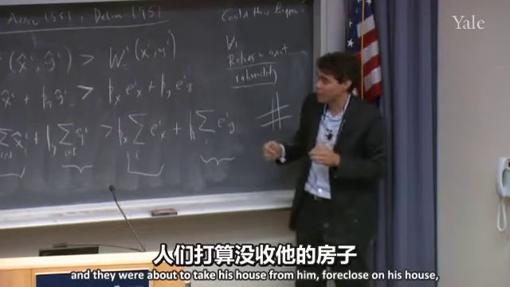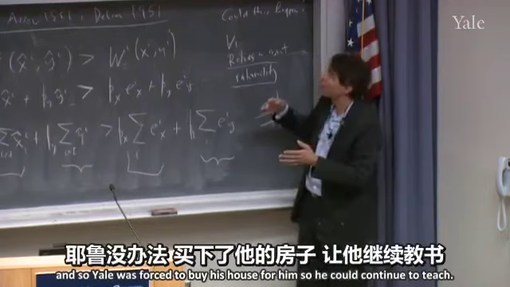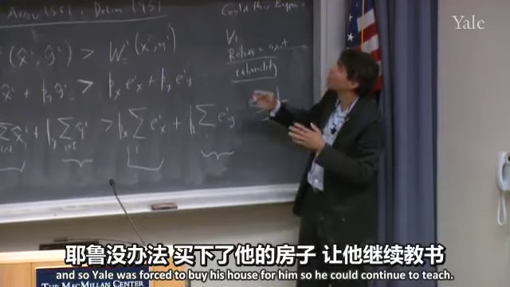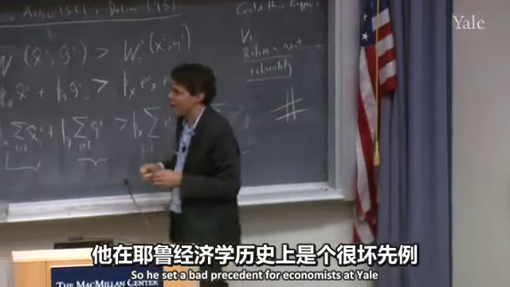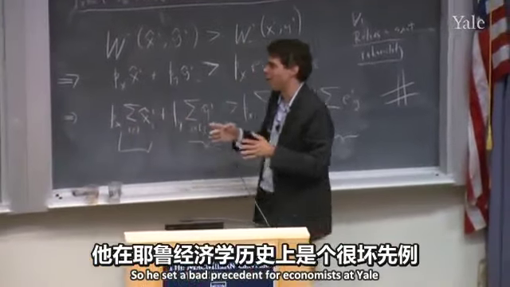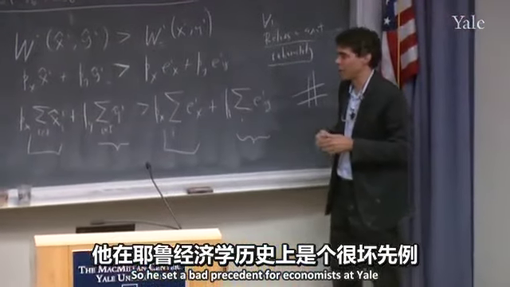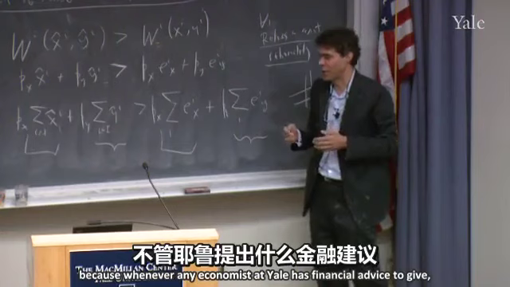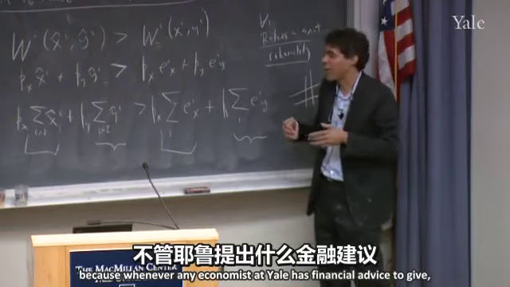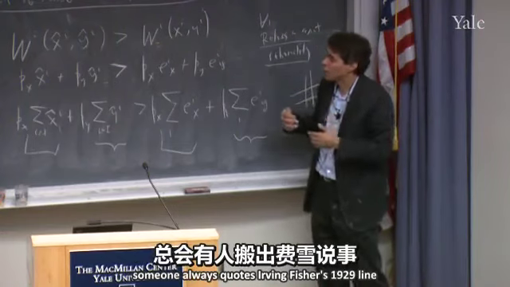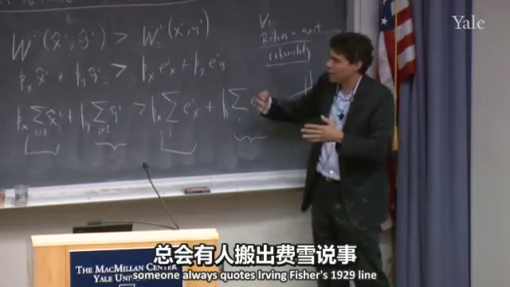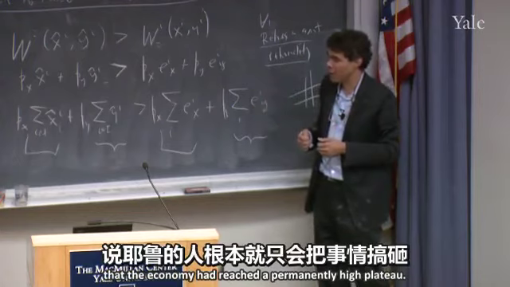And they were about to take his house from him, foreclose on his house. And so Yale was forced to buy his house for him so he could continue to teach. And so he set a bad precedent for economists at Yale, because whenever any economist at Yale has financial advice to give, someone always quotes Irving Fisher's 1929 line that the economy had reached a permanently high plateau.